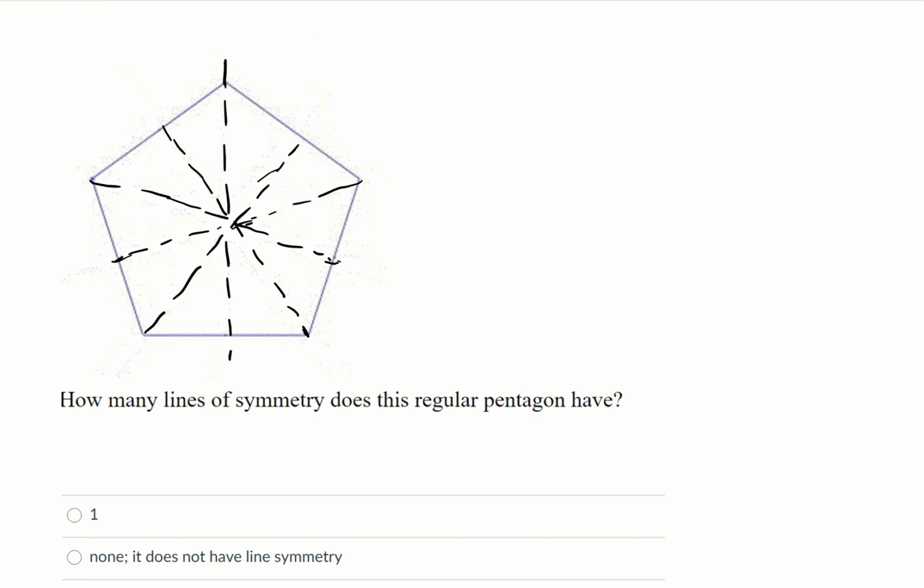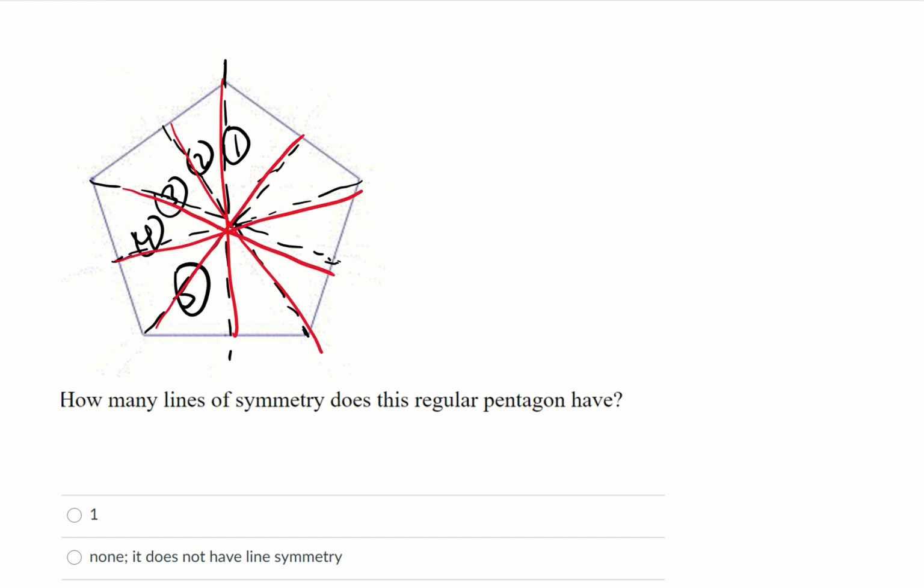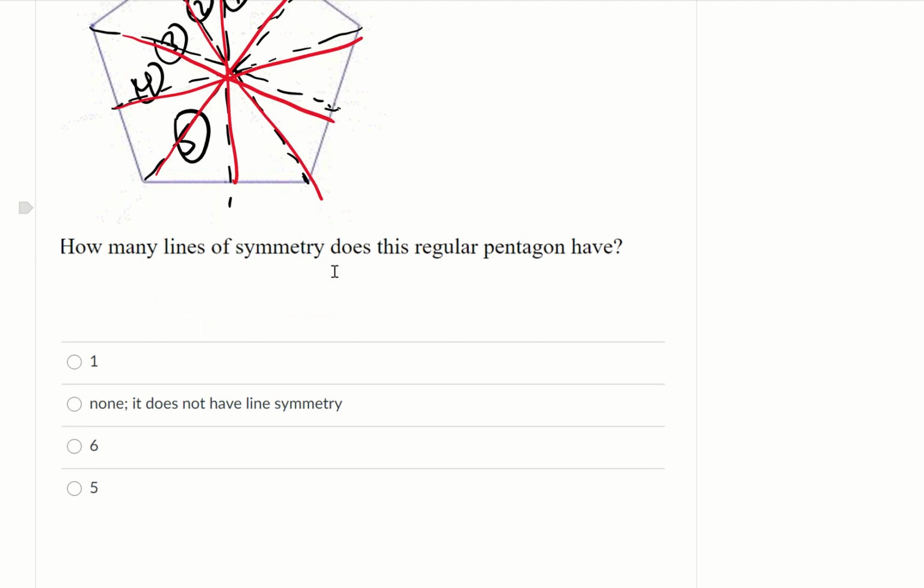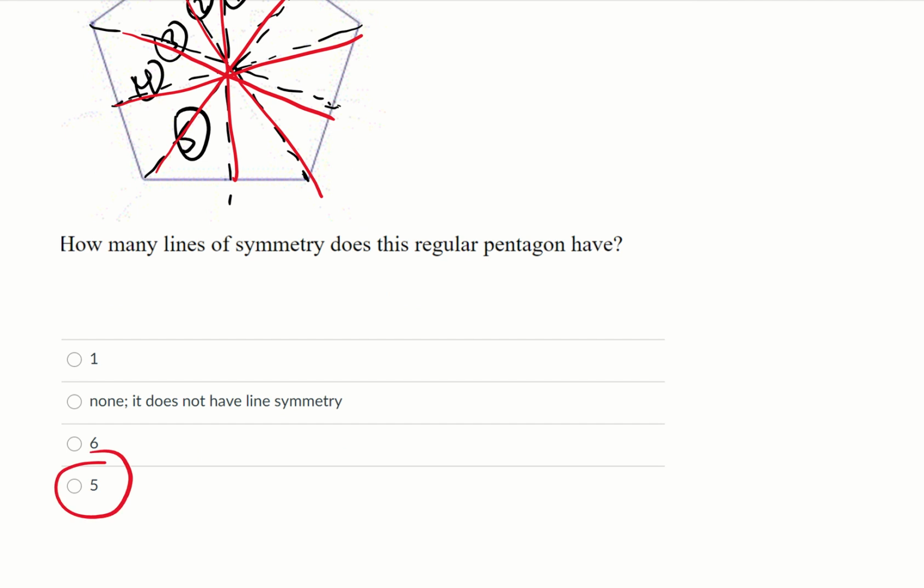And so it looks like we have 1, 2, 3. So we have 1 line, 2 lines, 3 lines, 4, and 5. We have a total of 5 lines of reflection. 5 full lines, right? So we have 1, 2, 3, 4, and 5. Total of 5 lines of symmetry going on for this regular pentagon.